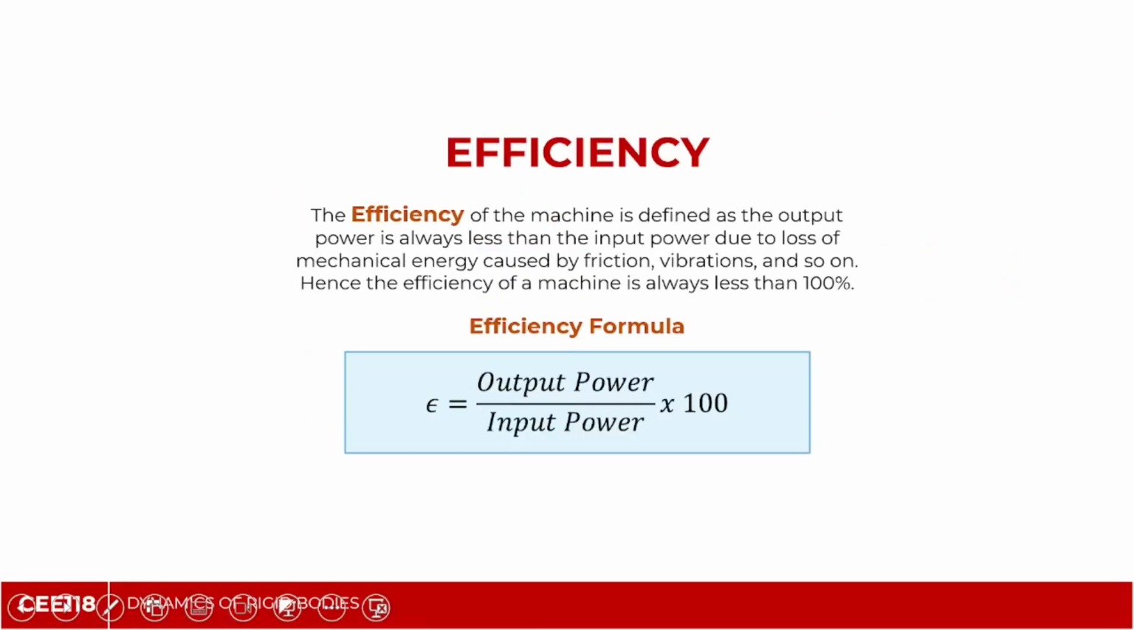Okay. We also have efficiency. So, efficiency of a machine is defined as the output power is always less than the input power due to the loss of mechanical energy caused by friction, vibration, and so on. Hence, the efficiency of a machine is always less than 100%.